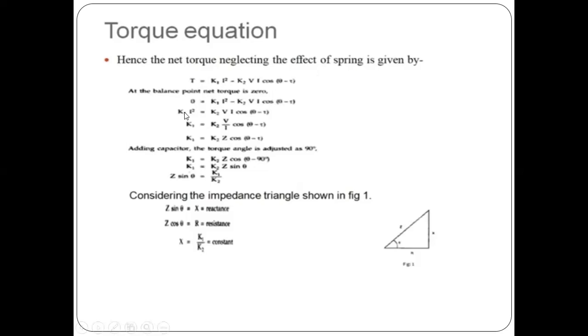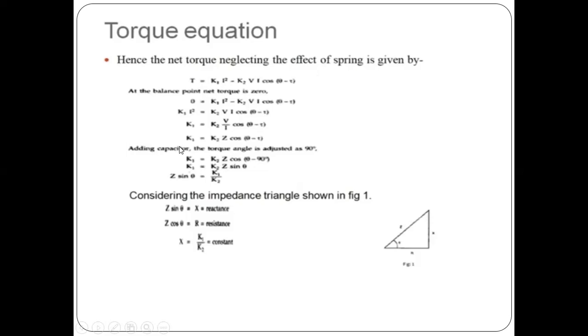K1 I square is the operating torque and this is the restraining torque. Then we solve again: K1 equals K2 times V upon I cos(theta minus tau). And V upon I is Z, the impedance, since I gets cancelled. So K1 equals K2 Z cos(theta minus tau).